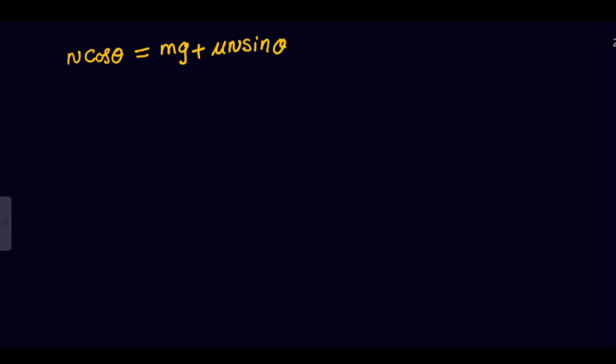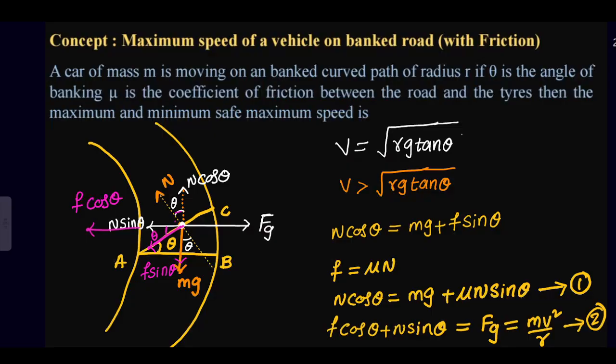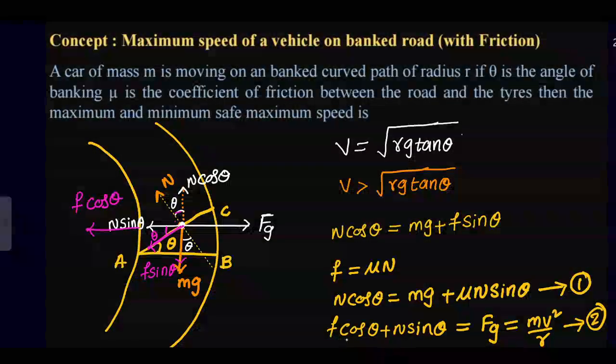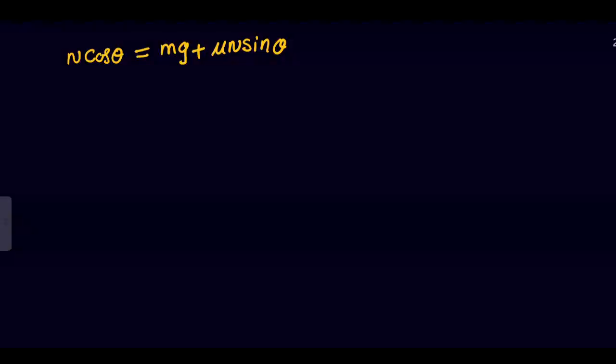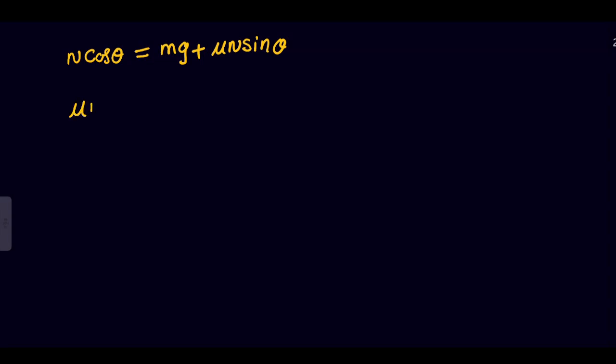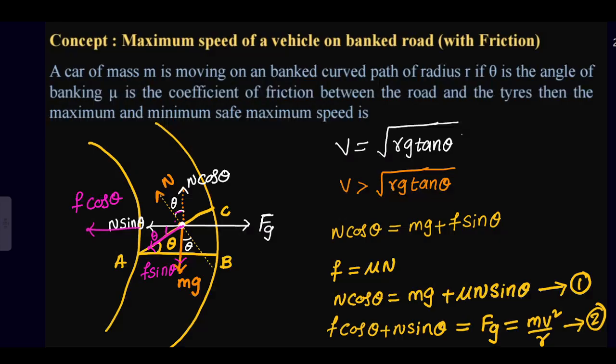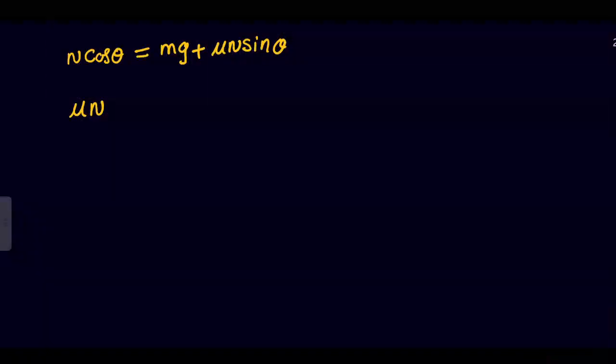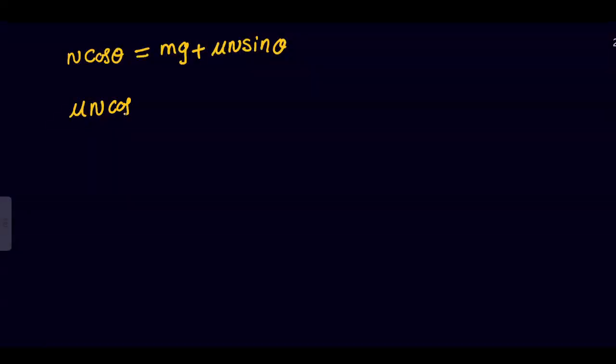First equation, and second equation, what do we have? F is equal to mu N, we can place that. So this is mu N into cos theta plus N sin theta, which is equal to what? mv square by R.